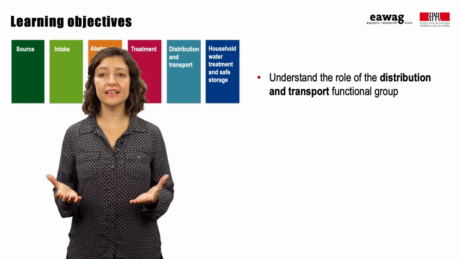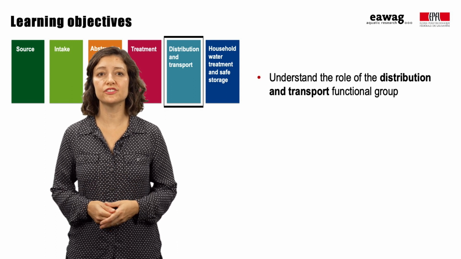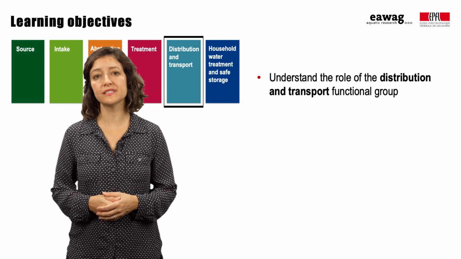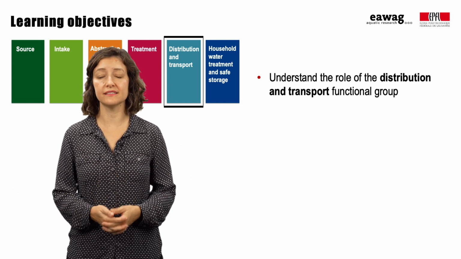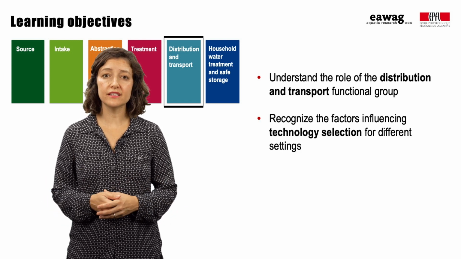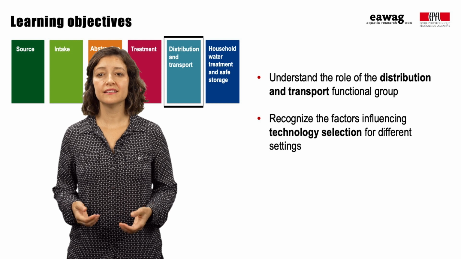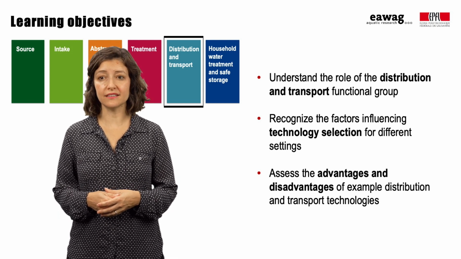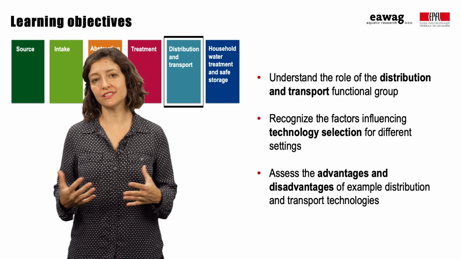After this module, you'll understand the role of the distribution and transport functional group, which is the fifth of 6 functional groups comprising a complete water supply system. You'll be able to recognize the factors influencing technology selection for different settings, and also assess the advantages and disadvantages of example technologies involved in distribution and transport.